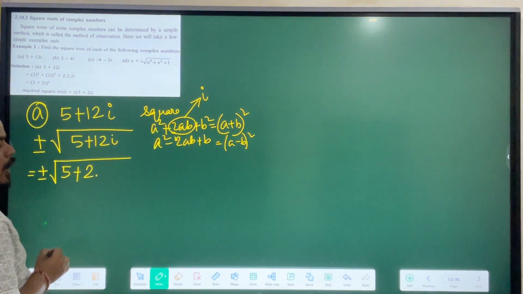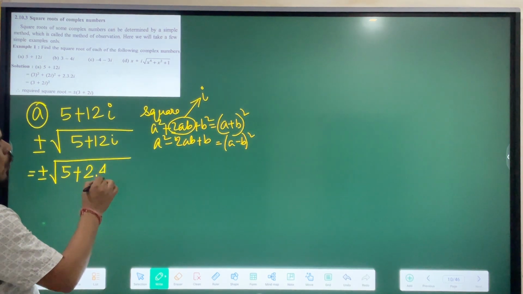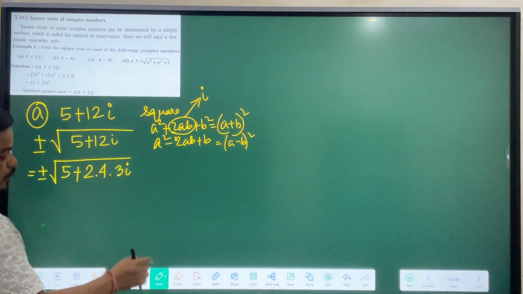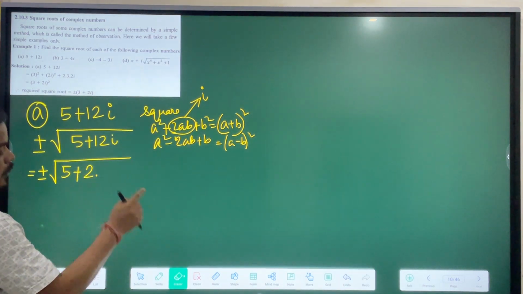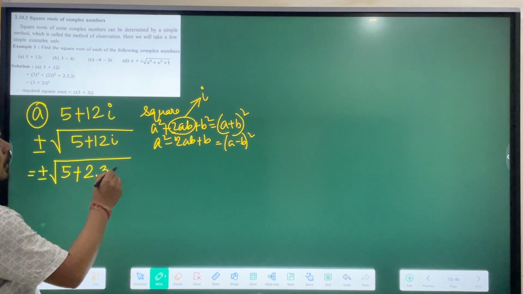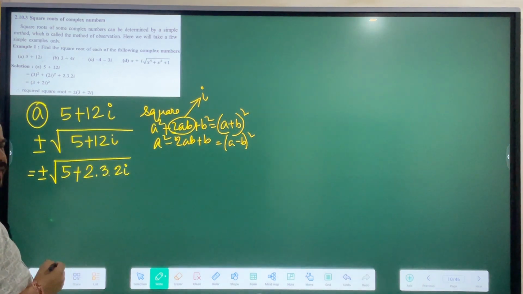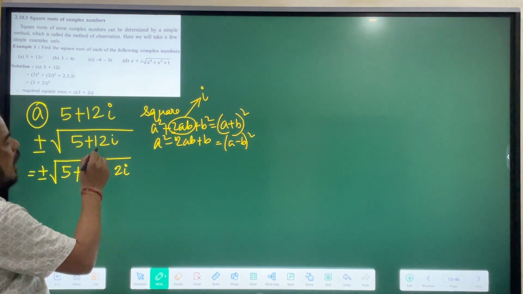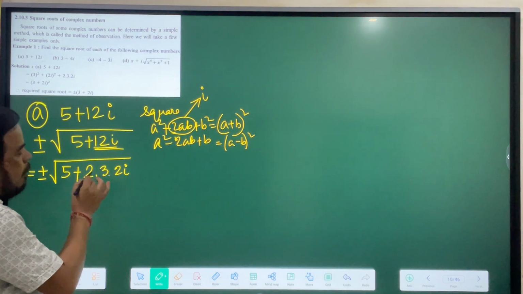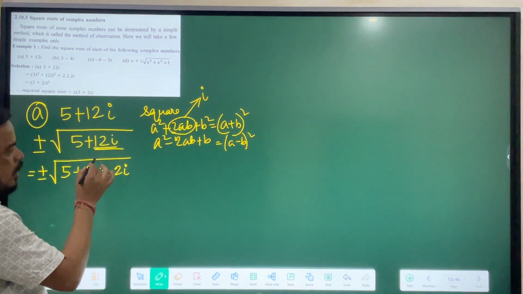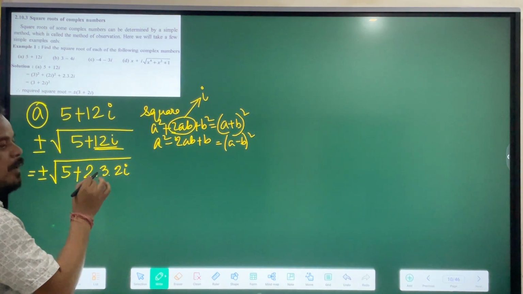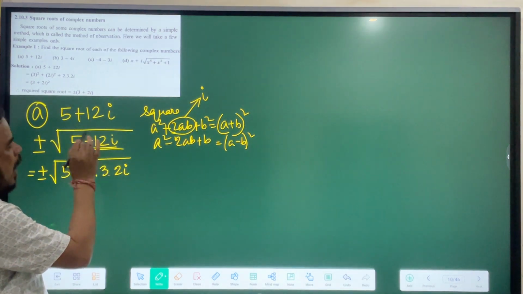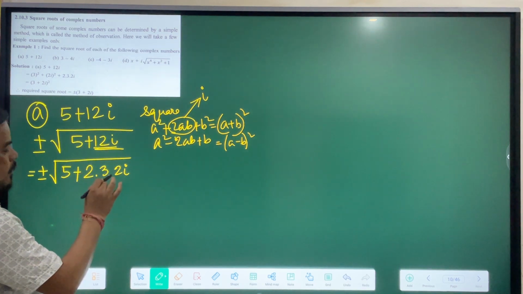2 into 3 into 2i. I have done like this. 2 into 3 is 6. 6 into 2 is 12, into i, 12i. This is also 12i. But I have to make it 2ab. I have told you already. You have to try to make twice ab. Whether it is plus or minus doesn't matter. But from the i term only you have to make twice ab.